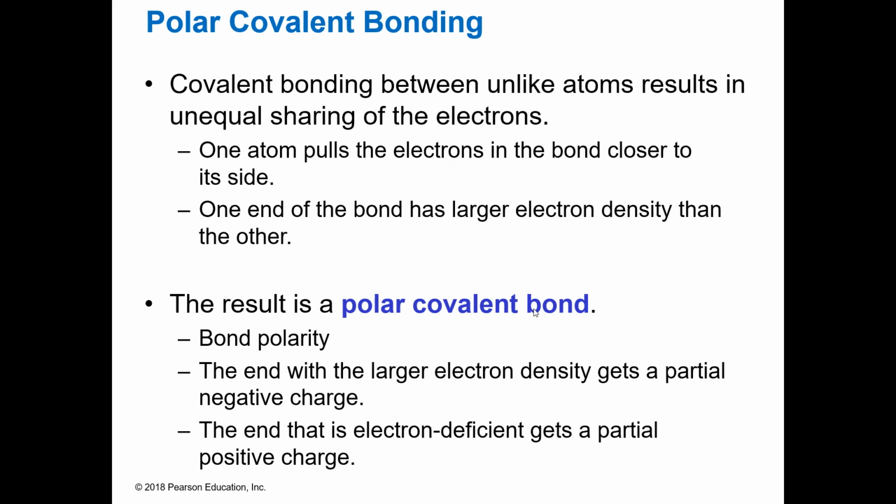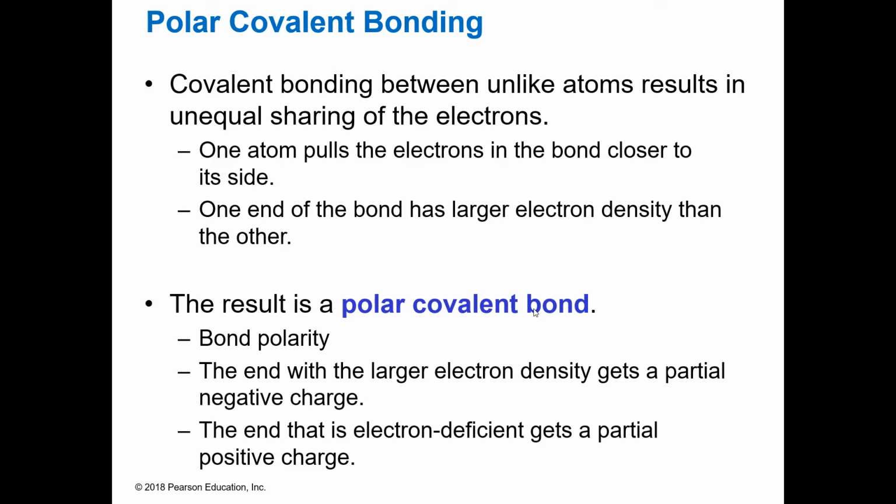So we're going to focus with polarity mostly on covalent bonding. Again, a covalent bond is between two nonmetals, and it's sharing one, two, or three pairs of electrons. Now we have two types of covalent bonds. We have what's called a polar covalent bond and a non-polar covalent bond. A polar covalent bond is when two atoms share their electrons unequally.